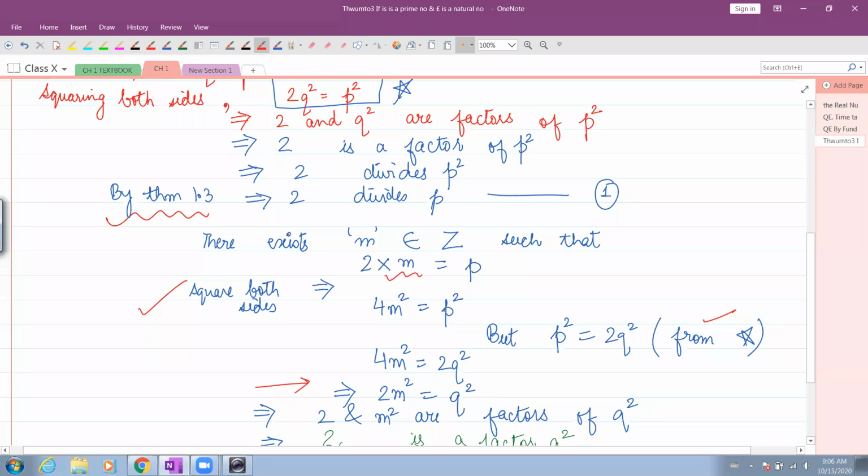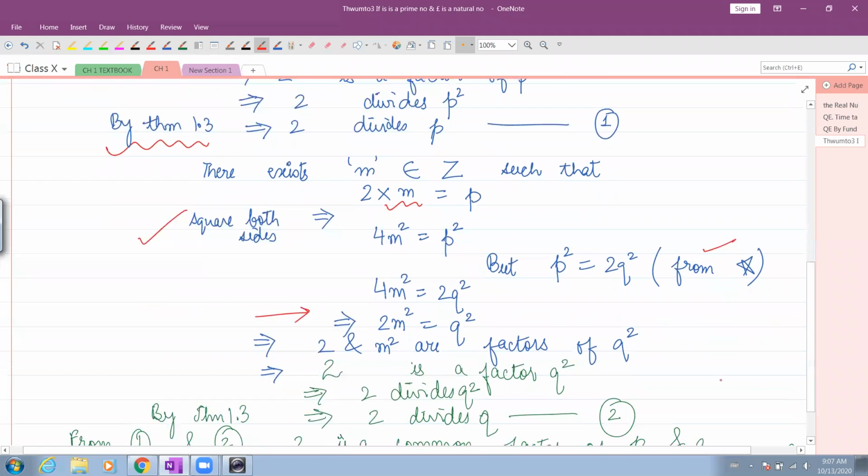और ये रिजल्ट एक्चुअली रिजेंबल्स करता है जो मेरे पास अर्लियर था, जहाँ पे मैंने थ्योरम 1.3 यूज की थी उससे पहले. सो यहाँ पे मैंने फिर से थ्योरम 1.3 यूज करनी है. So 2 into m square equals q square means 2 and m square are actually factors of q square. इन दोनों की multiplication से q square बन रहा है, तो ये दोनों q square के factors हैं. And again m square, I have no concern with it because I don't know what m actually is. I'm going to take 2 from here.